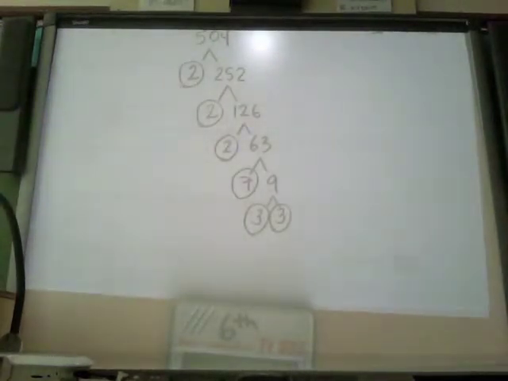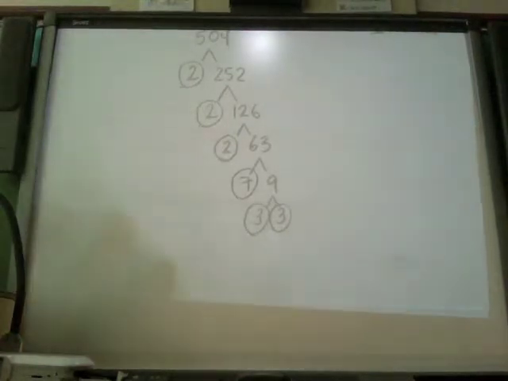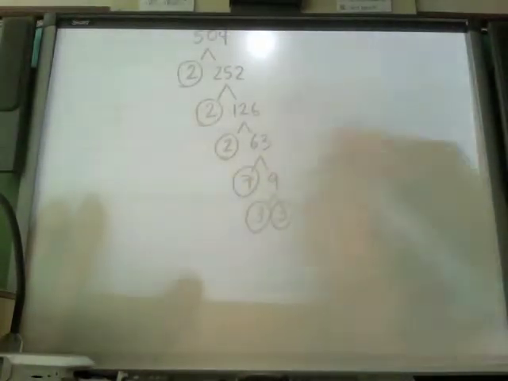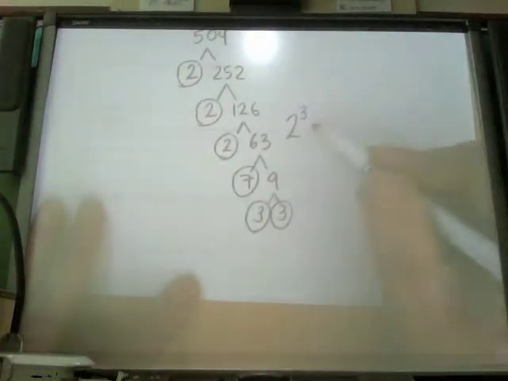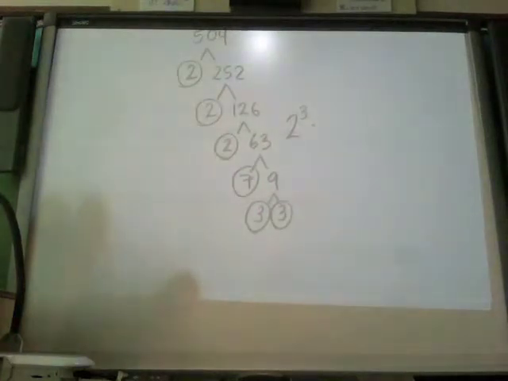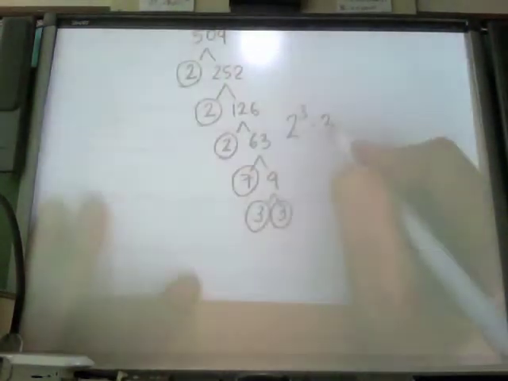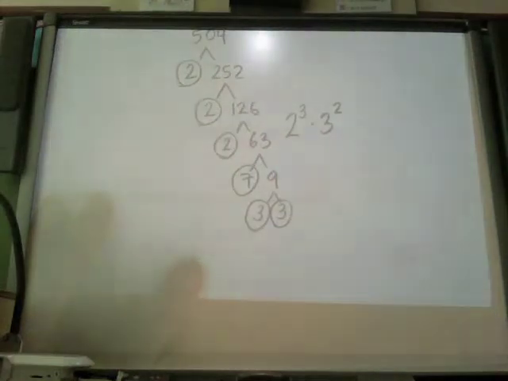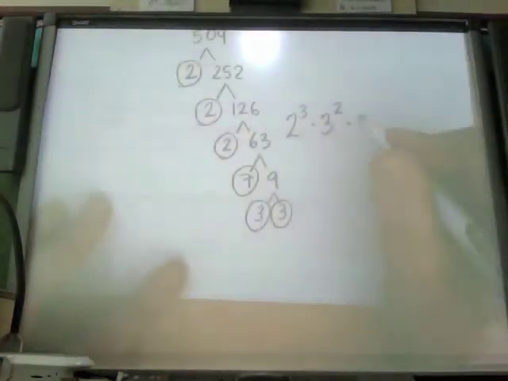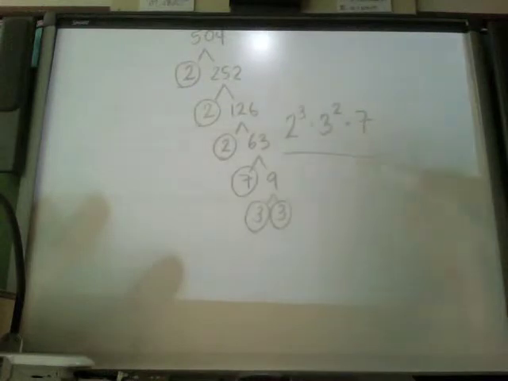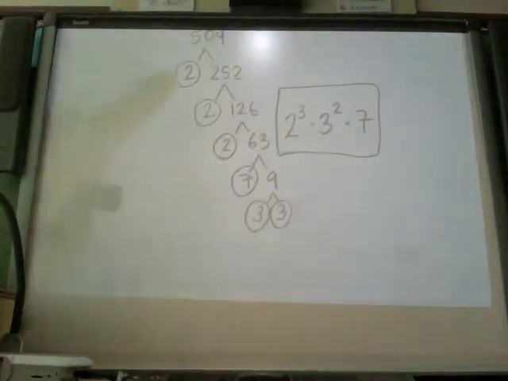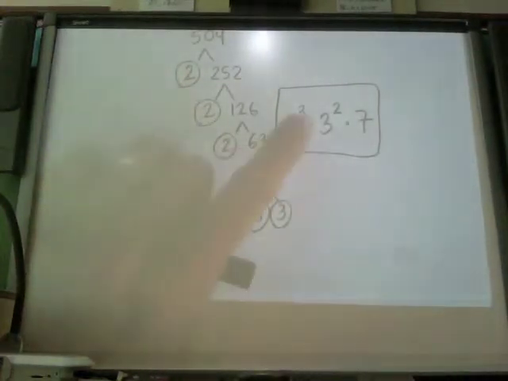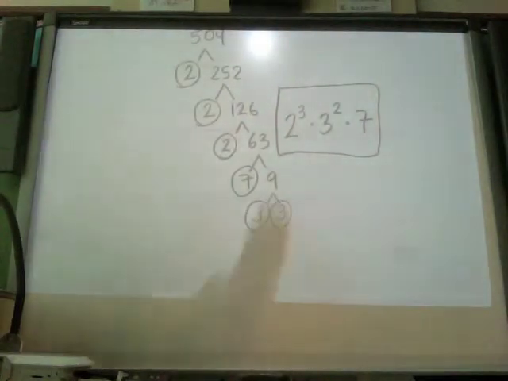The prime factorization, I'm going to write it with exponents. I'm going to start with my smallest factor, 2. To the power of 1, 2, 3 of them, 2 to the power of 3. And then I'll go to my next number, the 3. There's 2 of them, so 3 squared, and there's 1, 7. This is the prime factorization of 504. You take all of the prime number factors, you write them with exponents, again, 3 2s means 2 to the power of 3. And this is your answer.